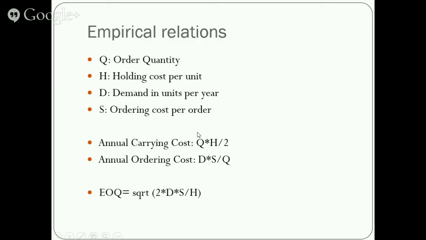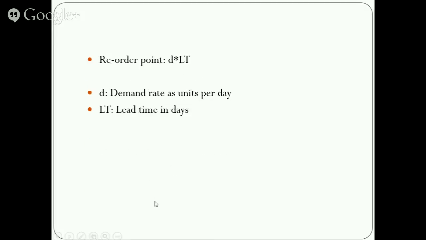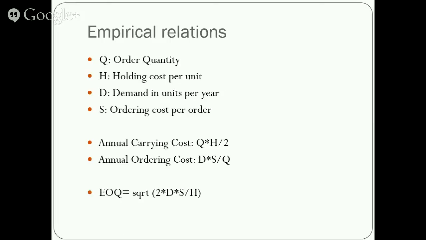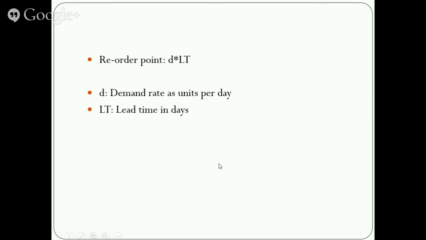Now, after you calculate your annual carrying cost and annual ordering cost, you can find EOQ with the empirical relation, which you can see in your slide. Now, after you know your order quantity, you should also be aware of how you need to determine your reorder point. This is again an empirical relation, where you multiply your demand rate with lead time.